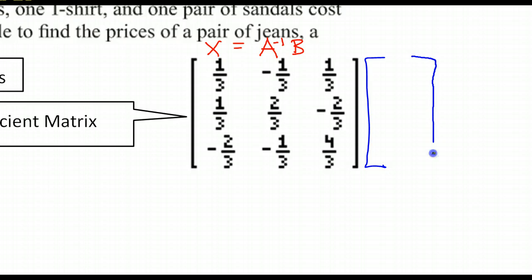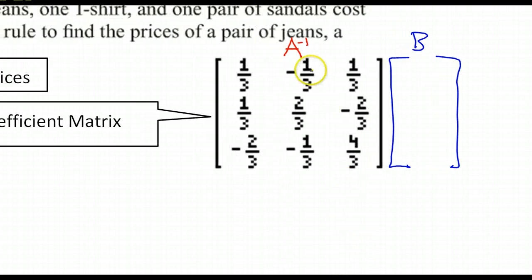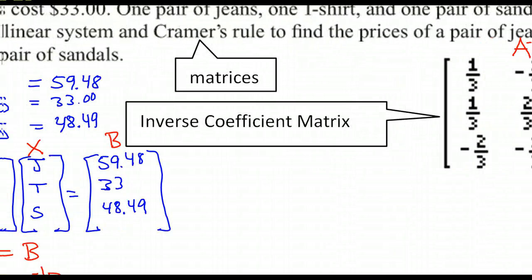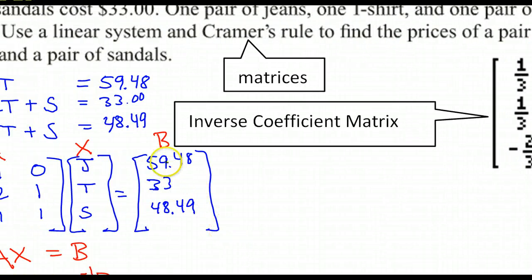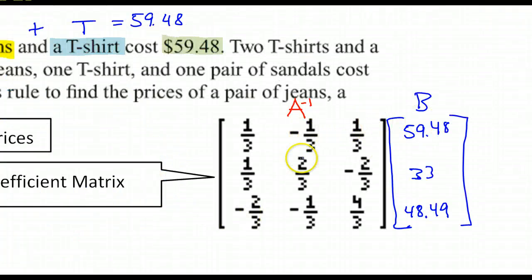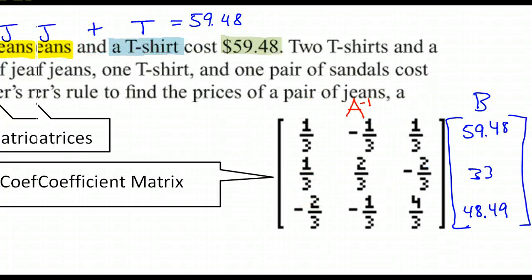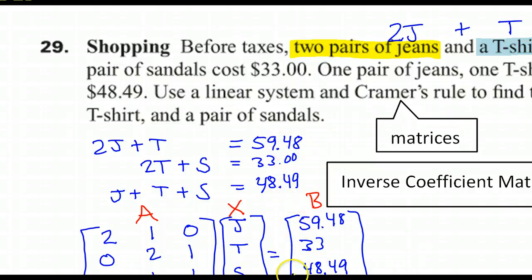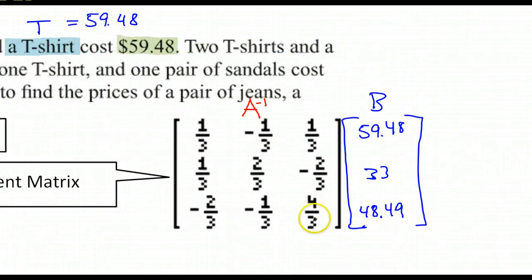And just to save yourself some writing, if I were you, I would just label this A inverse and label this B. So now here we are doing A inverse times B. Okay, so here's our A inverse that we were given. And here's our B, which of course came from our constants. So now we just need to do A inverse times B.